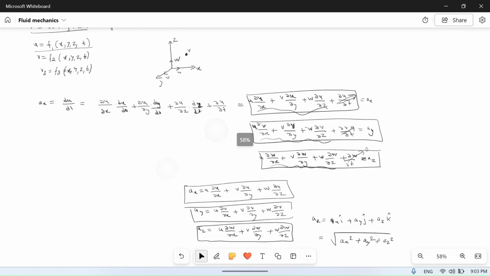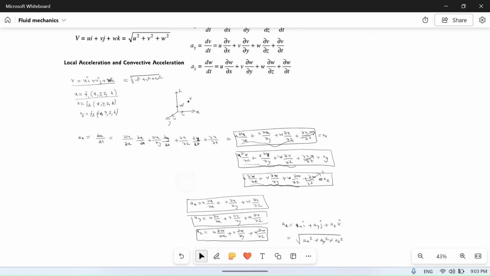So I hope you understood what the velocity and acceleration are in three dimensions.